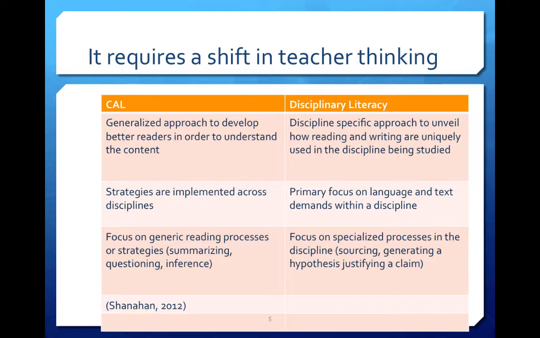So if we think about content area literacy and disciplinary literacy, we can think of them as 2 different approaches to teaching literacy instruction, and they're both valid and both wonderful approaches that need to be utilized in the classroom. So, general information about content area literacy: it is generalized approaches to develop better readers in order to understand the content. Content area literacy originally was developed as study skills to help our students access textbooks, and this was in the early 1900s. These strategies are implemented across the disciplines, and they focus on generic reading processes or strategies, like summarizing, questioning, and inferencing.